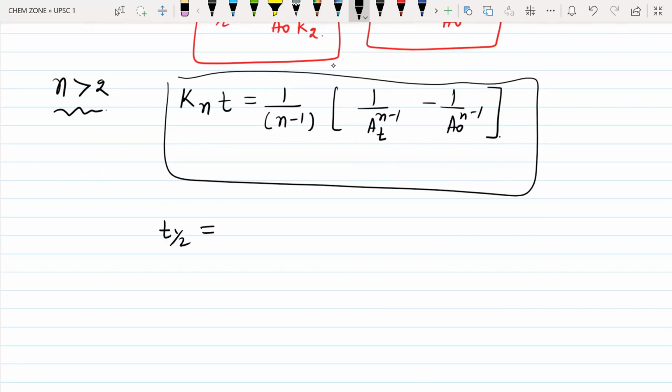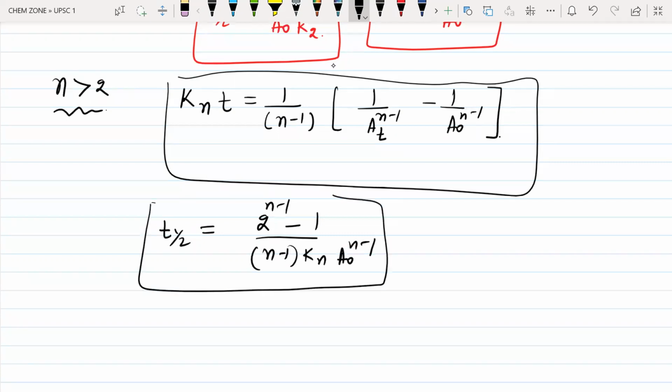Similarly, half-life for the nth order reaction can be calculated by using this formula, which suggests that t half is inversely proportional to a to the power n minus 1.